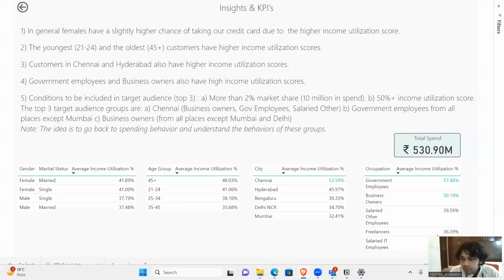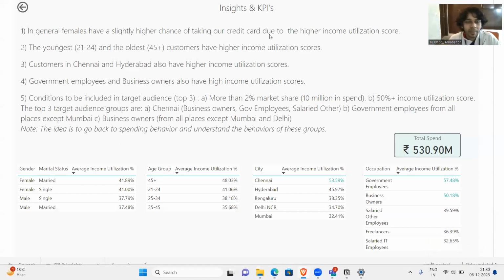Let me just remove my face from here. Okay. So now these are my insights, right? Now a different person can have a completely different list of insights as per what they prioritize, but this is what I found important and I noted them down accordingly.